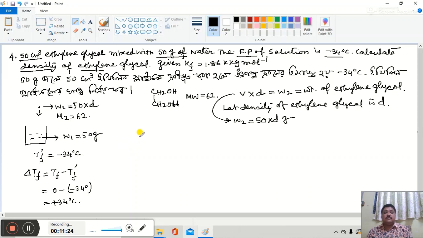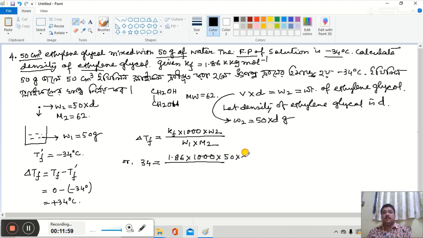Now the equation is delta TF is equal to KF into 1000 W2 by W1 into M2. Putting the values of all terms, we get 34 is equal to 1.86 into 1000 into W2, means 50 into d, by 50 into 62.